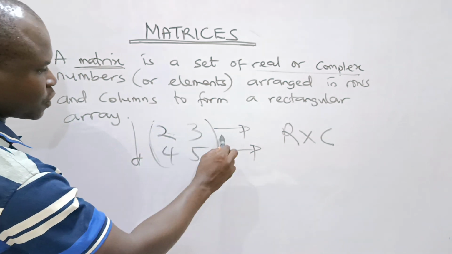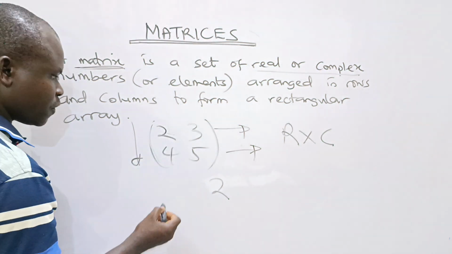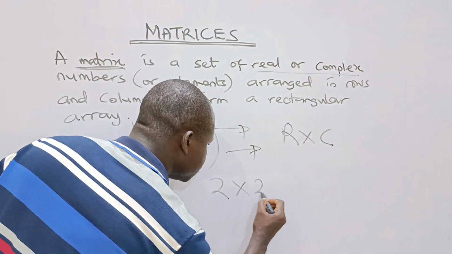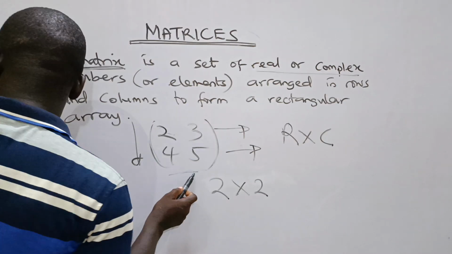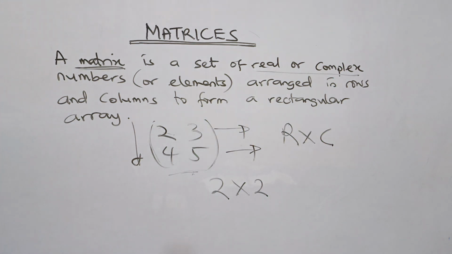How many rows do we have? First row, second row. We have 2 rows. And how many columns? First column, second column. So, 2 by 2. This particular example on the board is called a 2 by 2 matrix. So that is how to name a matrix.